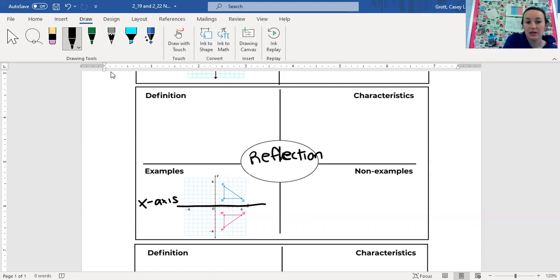A lot of you earlier were saying that this is when a shape flips. Again, pen issue, guys, working on it. When a shape is going to flip.